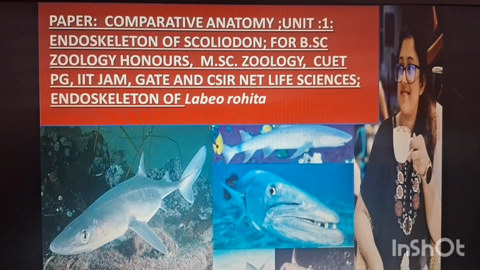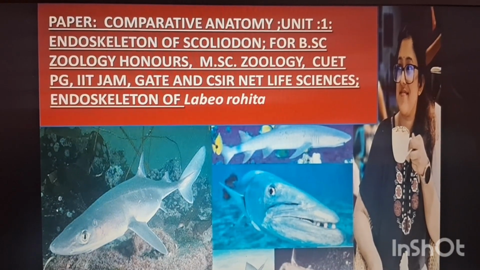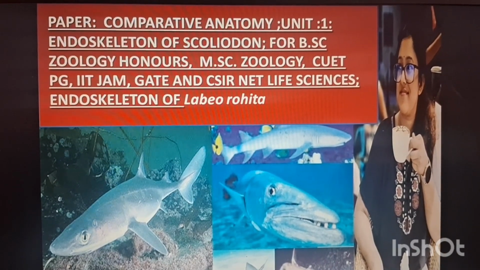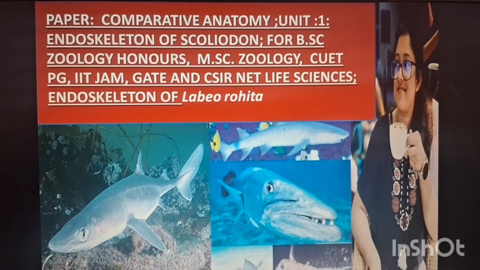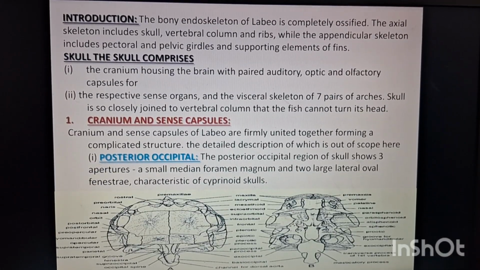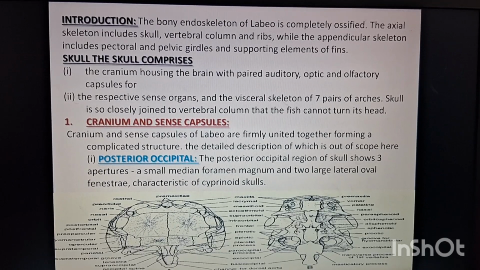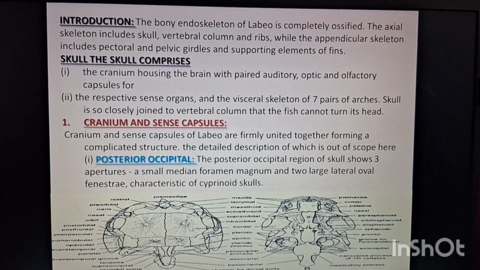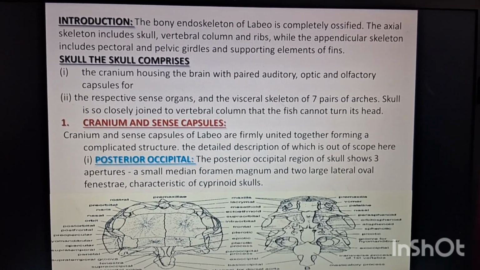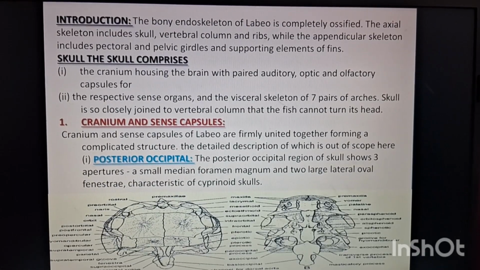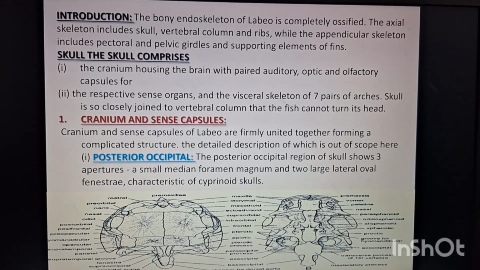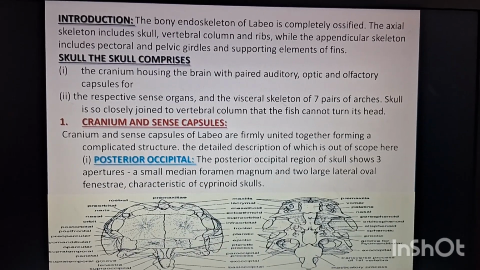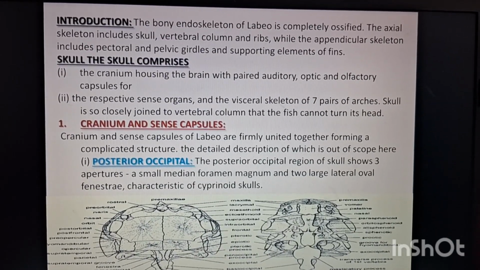Paper Comparative Anatomy, Unit 1, Endoskeleton of the fishes. Today I will discuss the endoskeleton of Labeo rohita. Introduction. The bony endoskeleton of Labeo is completely ossified. The axial skeleton includes the skull, vertebral column and ribs, while the appendicular skeleton includes the pectoral and pelvic girdles and supporting elements of fins. First, I will discuss the skull.